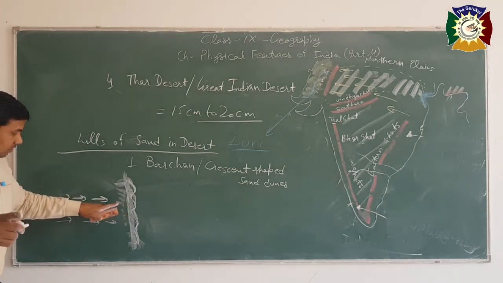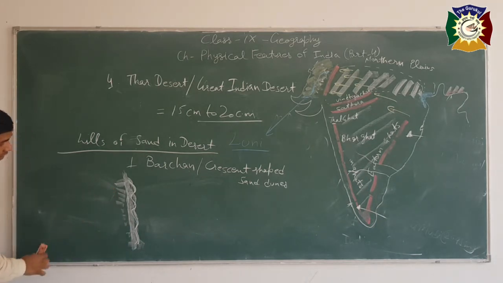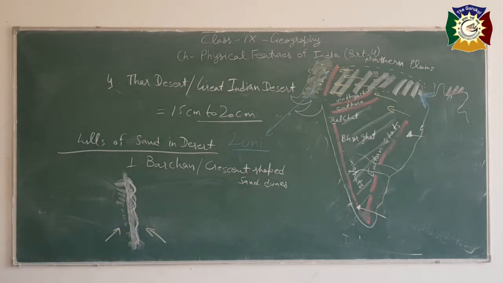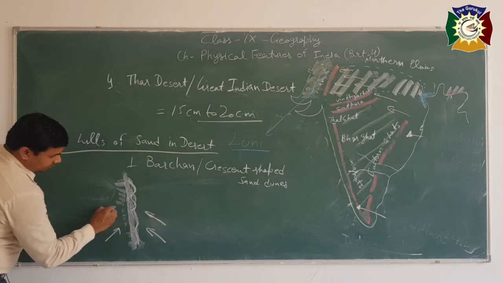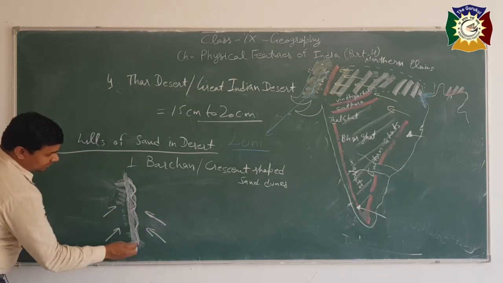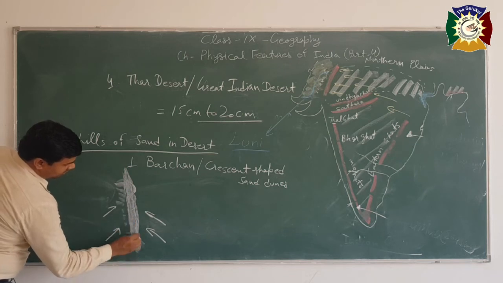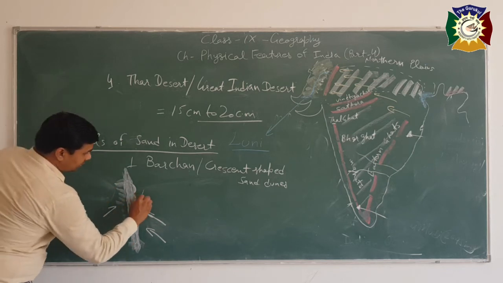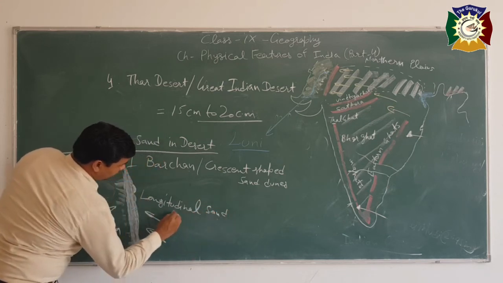This time the direction of wind forms transverse sand dunes, but when the direction of wind changes, sometimes wind moves from this side, or after some days or months wind direction changes and moves from this side, then you can see a continuous hill range forms here, and this is known as the longitudinal sand dunes.